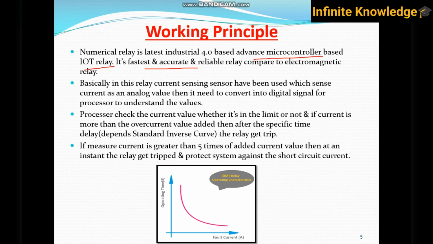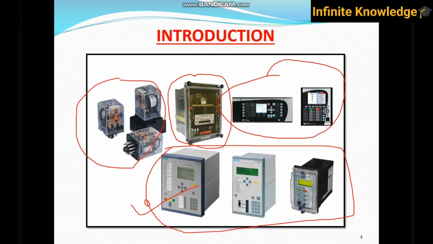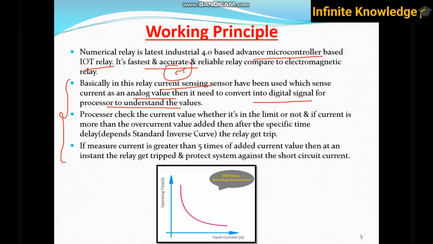Basically, the relay has a current sensor, the CT or current transformer, which sends the current as an analog signal that is converted into a digital signal. All this happens in the static relay as well as the numerical relay. The processor continuously checks whether the current is within the limit or not. If you have a 6 ampere MCB, it continuously checks whether the current is less than 6 or greater than 6. If the current is greater than 6 ampere, there is some time delay, and after that time delay the MCB gets tripped.